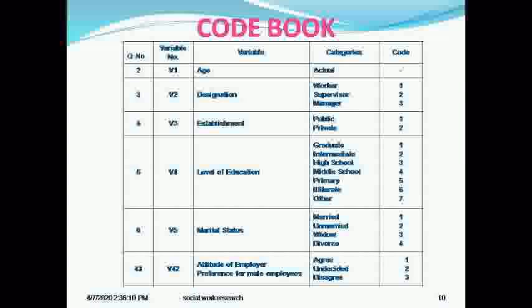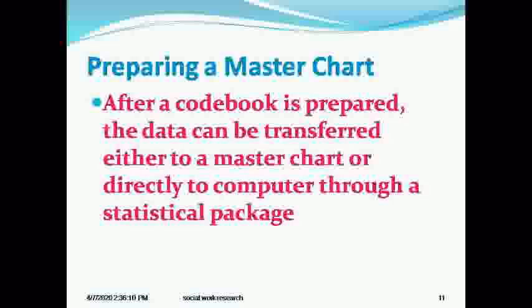And the last column you find the code. Code numbers are very simple. It's simply numericals 1, 2, 3. For the worker, code number is 1, supervisor 2, manager 3. So whatever the responses you collect through the interview schedule have to be coded.